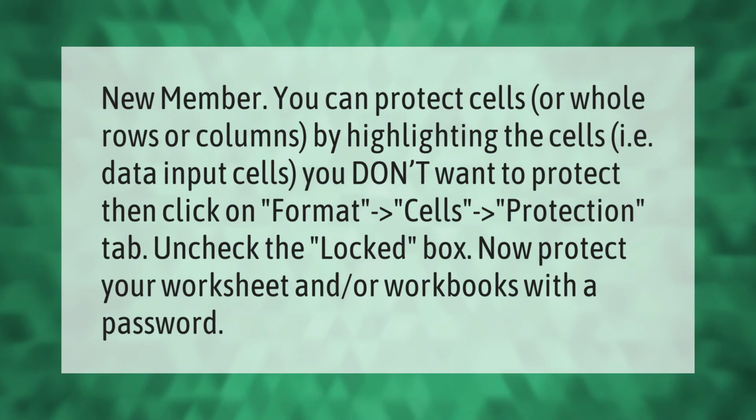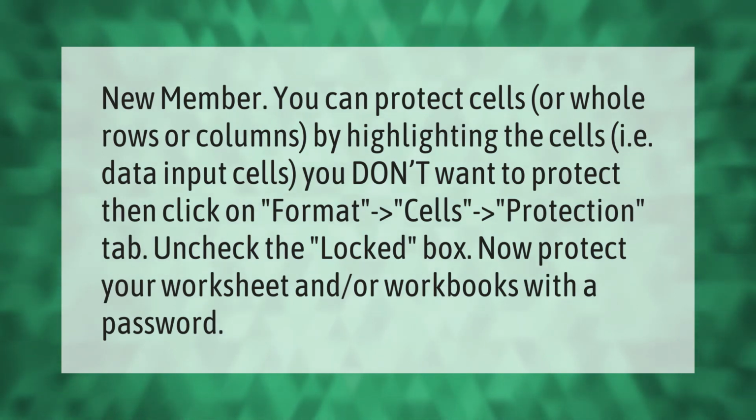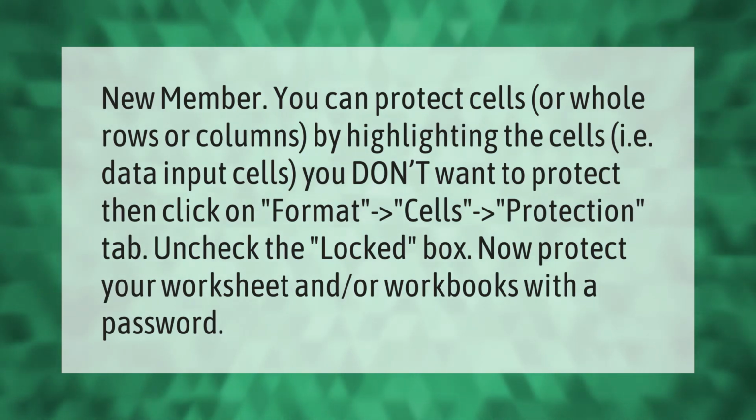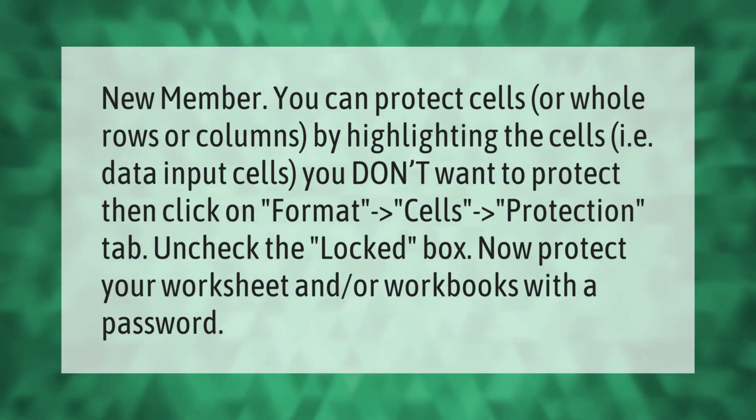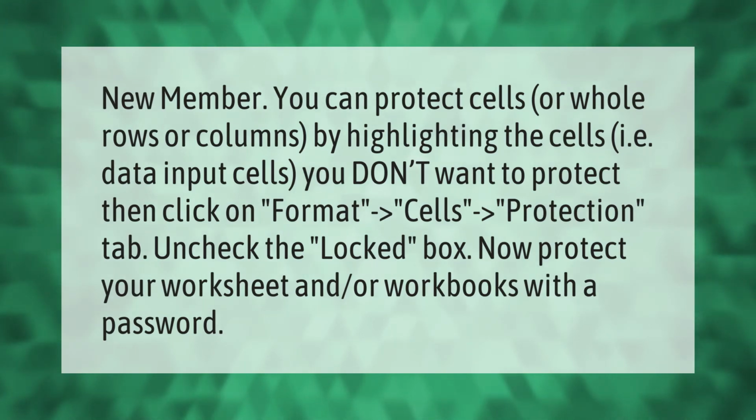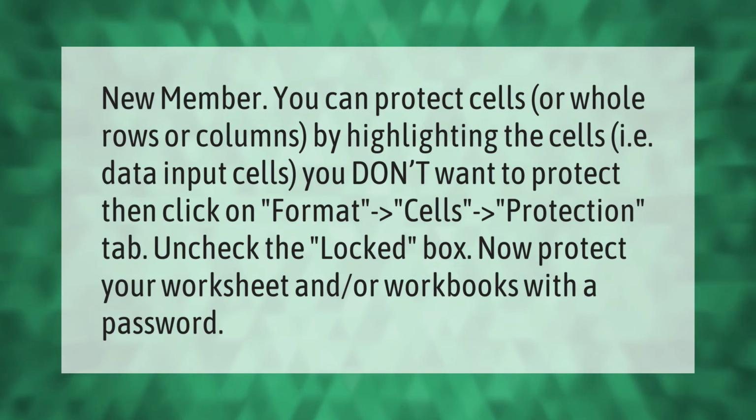You can protect cells, or whole rows or columns, by highlighting the cells, i.e. data input cells you don't want to protect, then click on Format, to Cells, to Protection tab. Uncheck the Locked box. Now protect your worksheet and/or workbooks with a password.